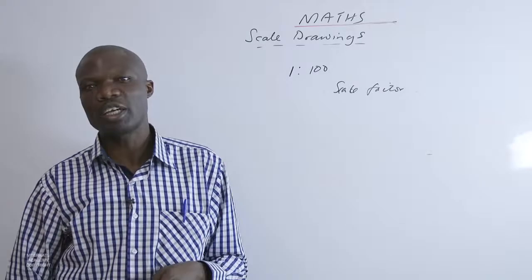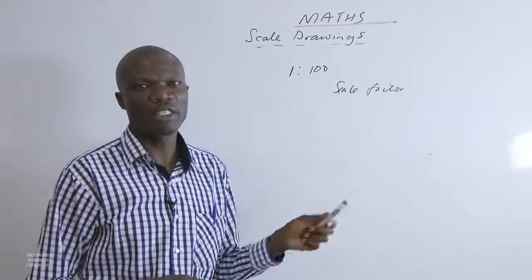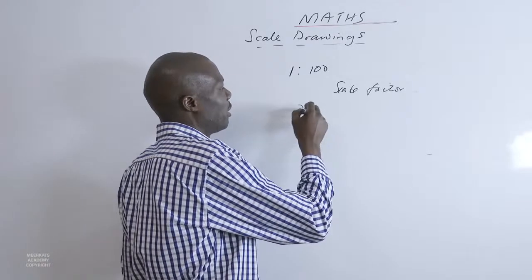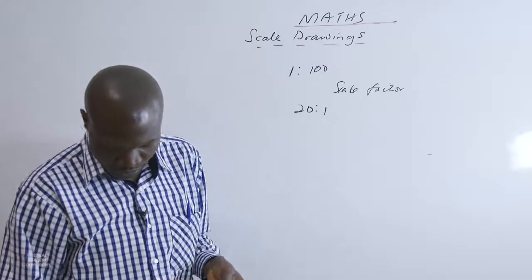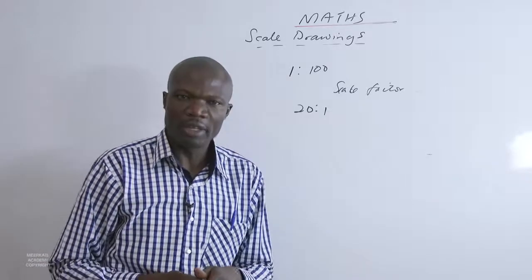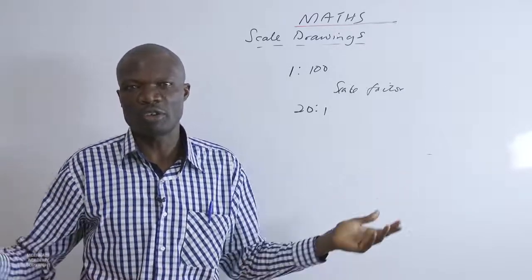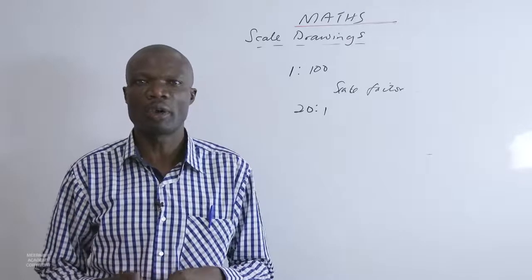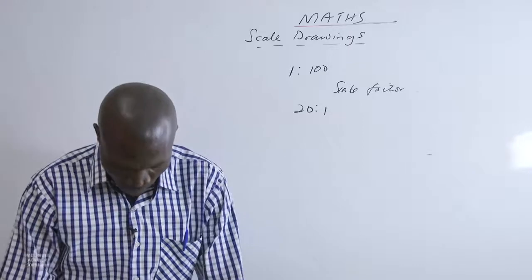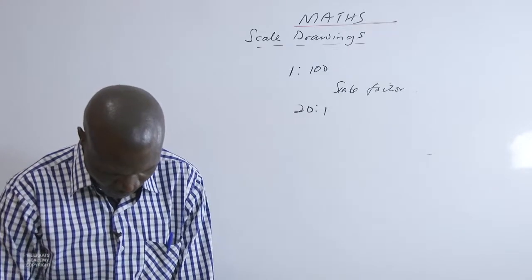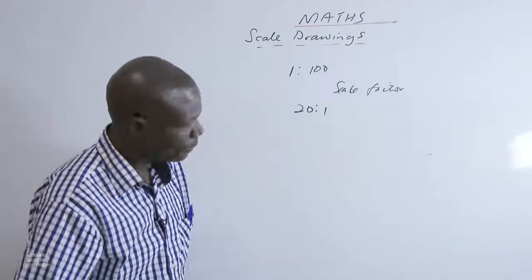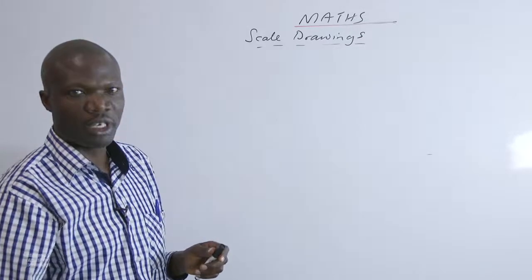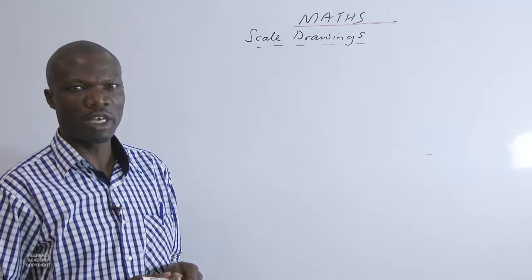However, it is difficult when the first number is a different number, like, for example, what we had, 20 to 1. This requires to be first converted so that we can get the exact scale factor. Another very important point to note is conversion.